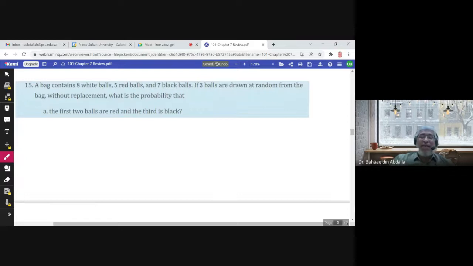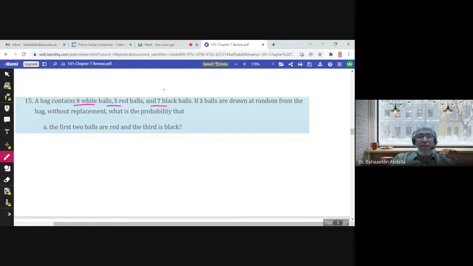A bag contains 8 white balls, 5 red, 7 black, without replacement. Okay, without replacement, I can use C here. The first 2 balls are red and the third is black. If I use the same method, the first ball is red, so 5 over 20. The second is red. Now I have 19 and 4 red balls. The third is black, so I have 18 left, and the 7 black are still there because the first and the second were red. So this is the probability in this case.